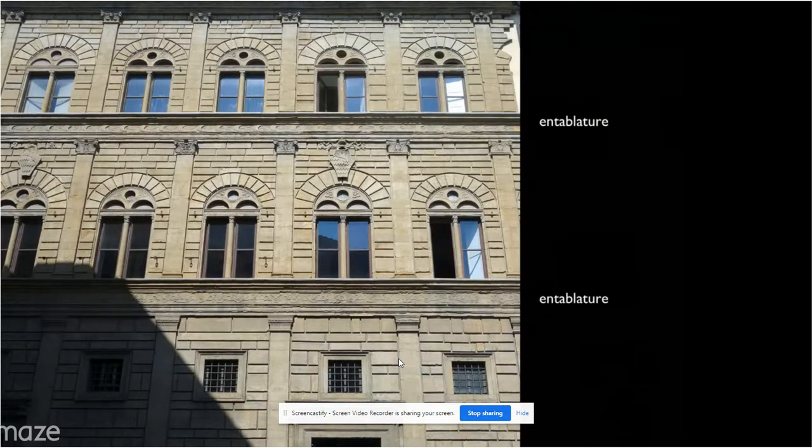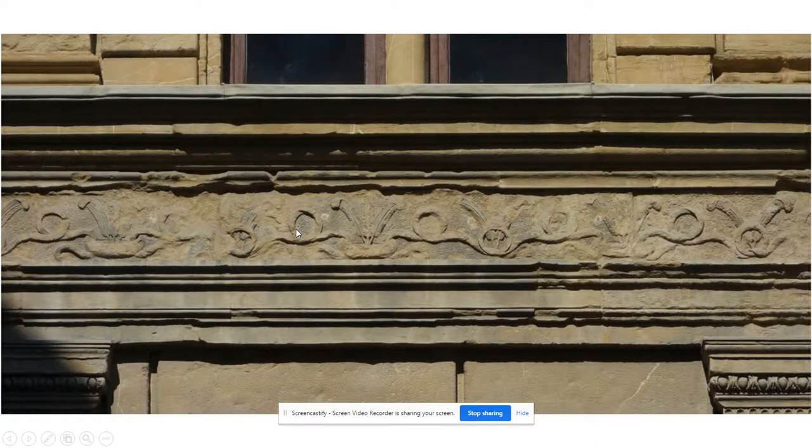He also is utilizing a type of engaged column called a pilaster. So these engaged columns that are squared off like this, and remember, an engaged column is when the column is connected to the background, those are called pilasters, which is another Roman element.